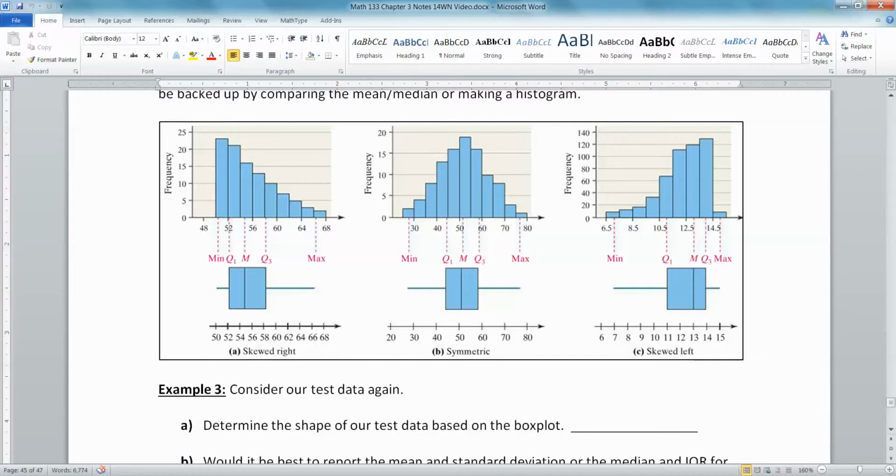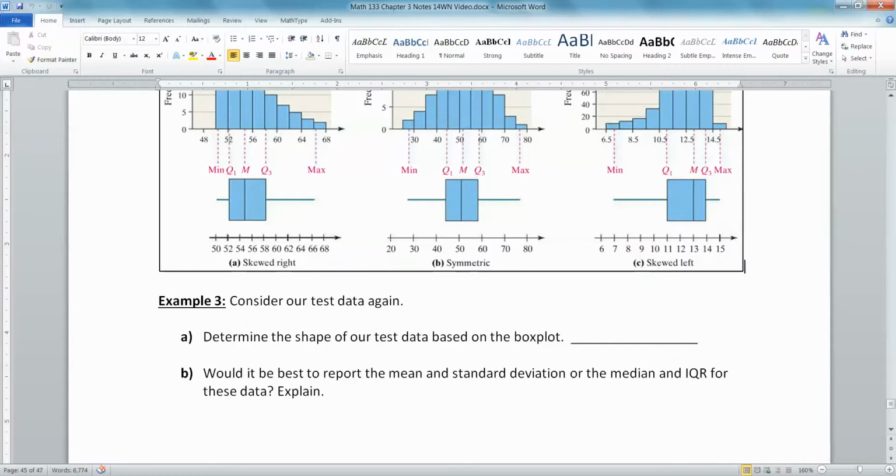If you want to know if it's really skewed, you can look at a histogram, and there's also something called a skewness coefficient that we're not going to deal with in this course, but there are other ways to judge skewness, quote unquote. All right, so let's look at our box plot from our test data.